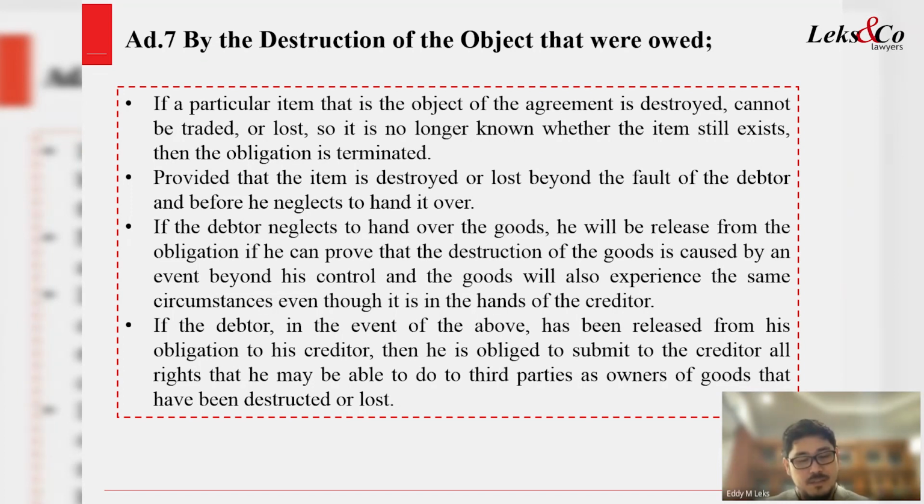Okay, I will read the Indonesian ya. So the main thing is jika barang tertentu yang menjadi bahan perjanjian musnah, tak lagi dapat diperdagangkan. So it doesn't have to be destroyed ya, but cannot be traded only. Or loss, ya hilang kan artinya dicuri ya. Sedemikian hingga sama sekali tak diketahui apakah barang itu masih ada, maka hapuslah perikatannya. Nah, hapuslah perikatannya kan termination of obligation.